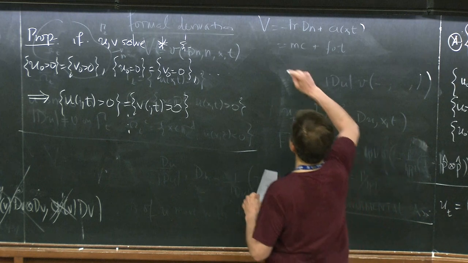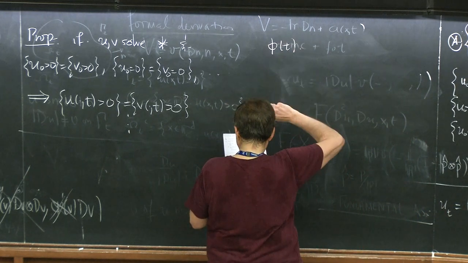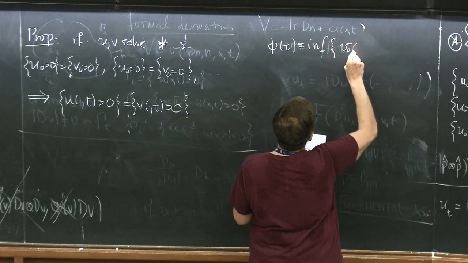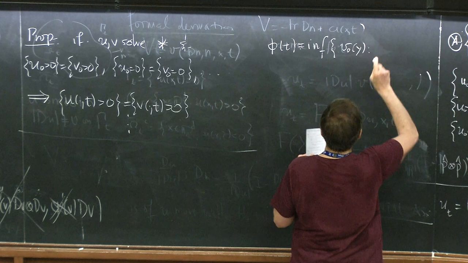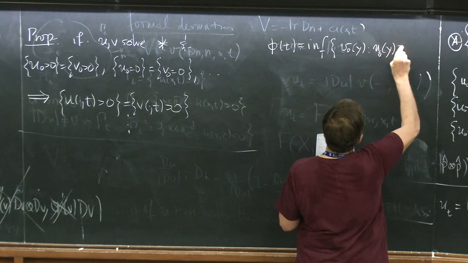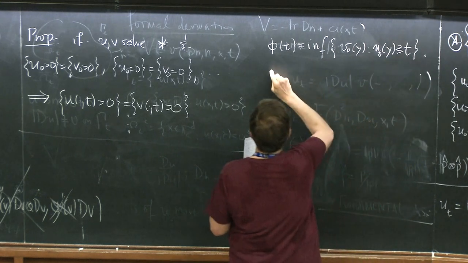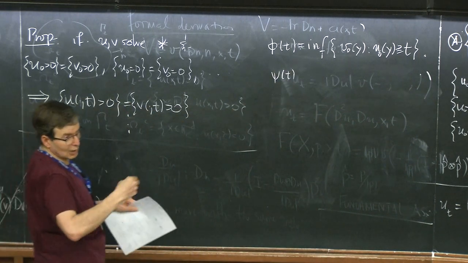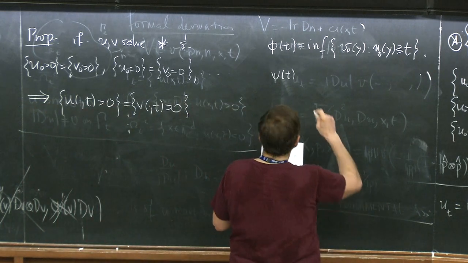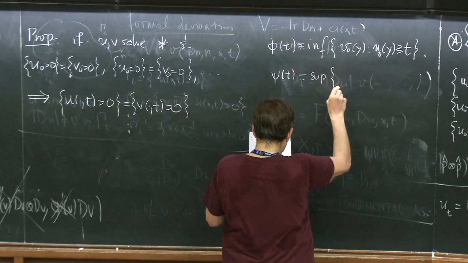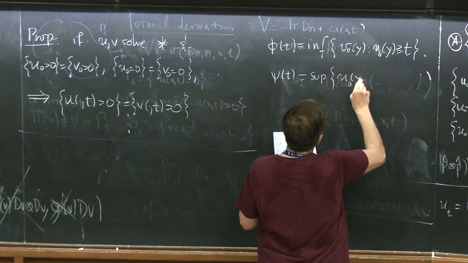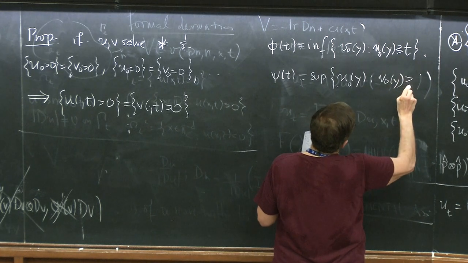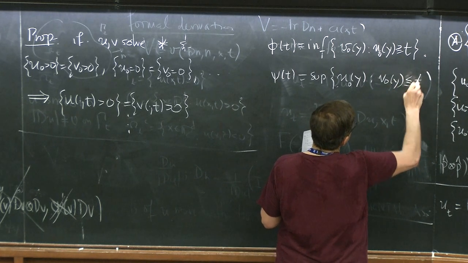So let's call phi of t the infimum of V0 of y when U0 of y is greater or equal to t. And since I'm going to prove the equality, I have to prove two inclusions. I have to do it the other way, and this thing is the sup of U0 of y when V0 of y is less or equal to t.